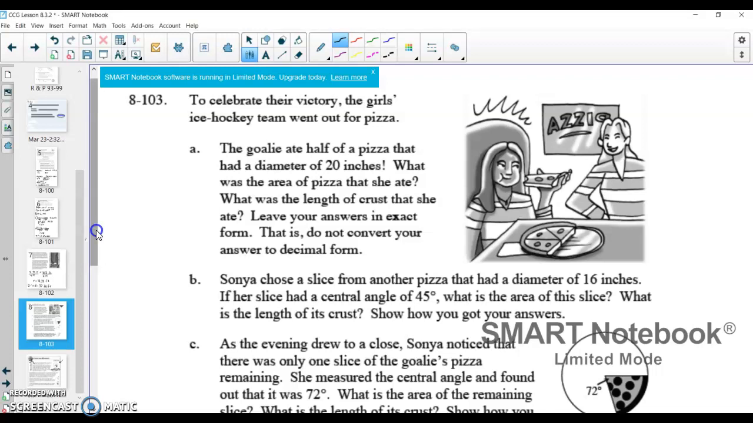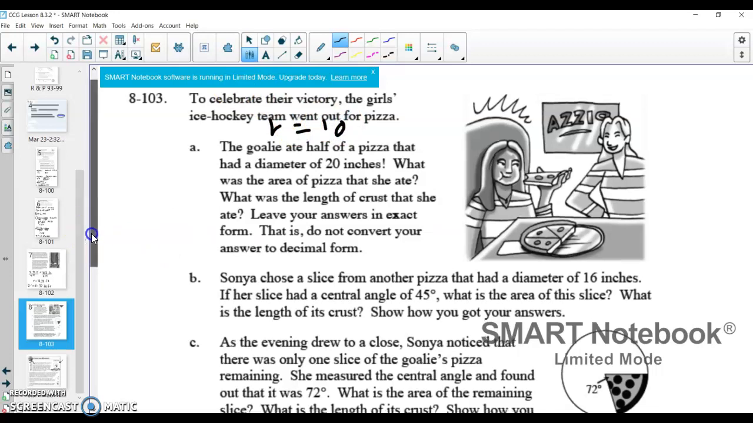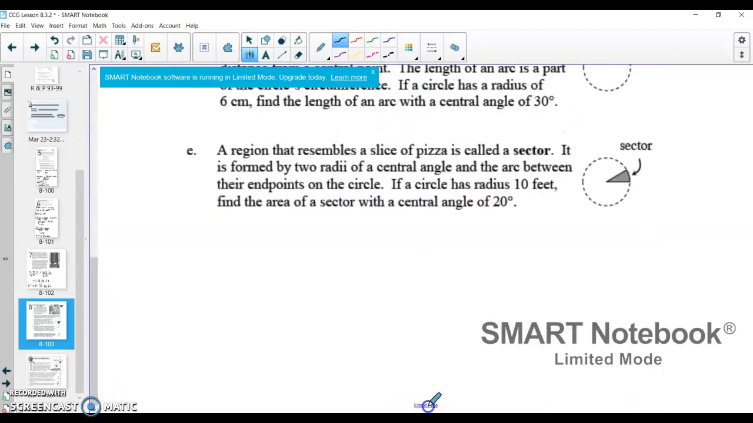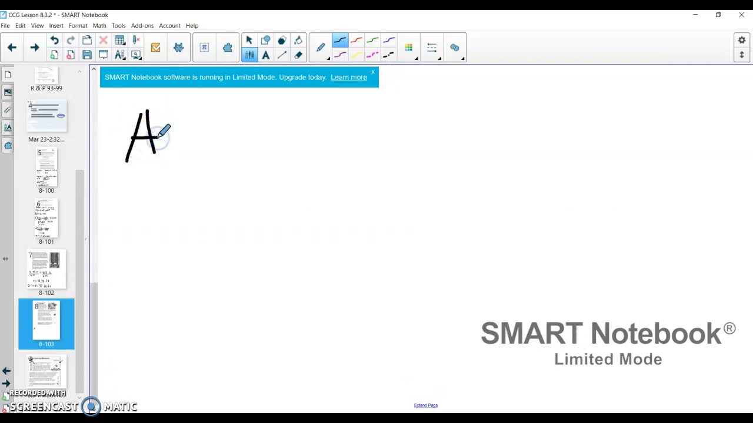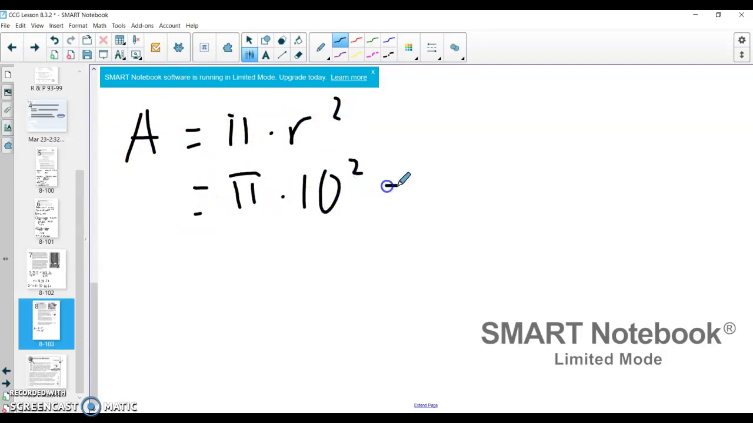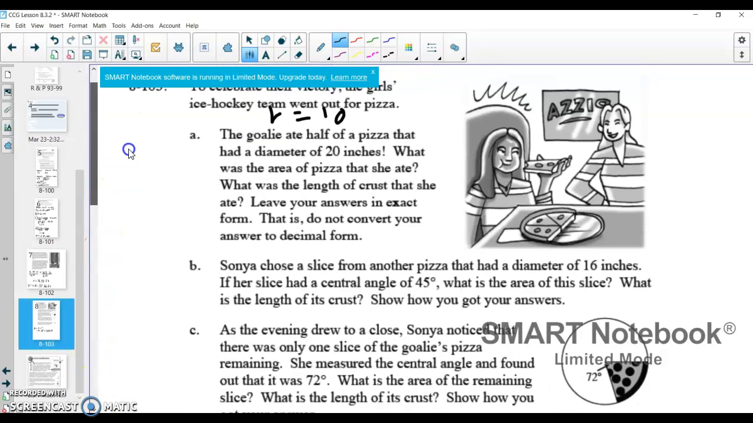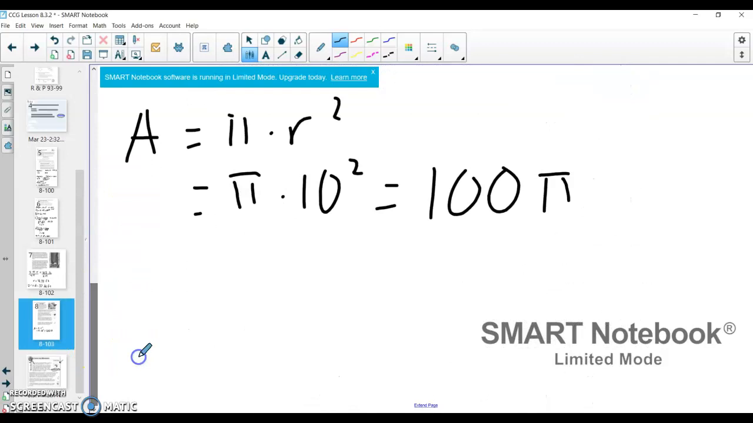They're telling me that the diameter is 20, which means that the radius is 10. That radius is important to finding the area. Okay, so the area of the pizza. Area is pi times r squared, which is pi times 10 squared, which is 100 pi. Now that's the area of the whole pizza. She only ate half of it, so we need to cut that in half, which means we divide that by 2, and that tells me that the area of the pizza she ate was 50 pi.